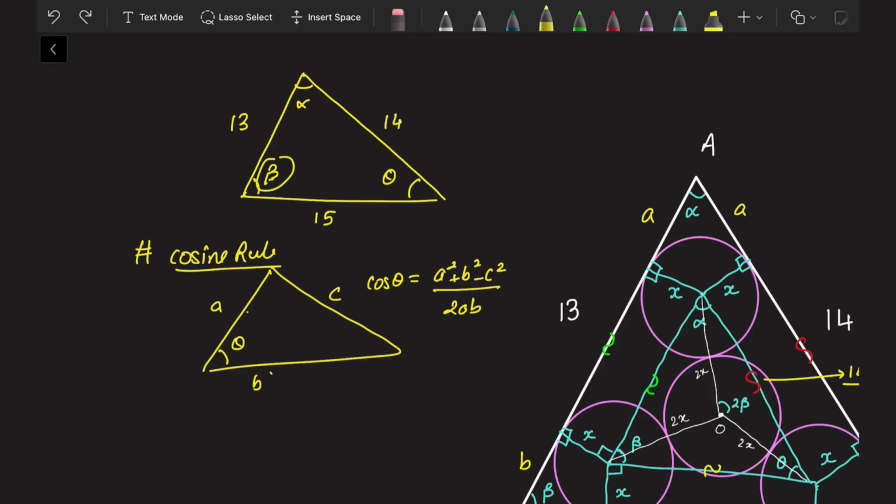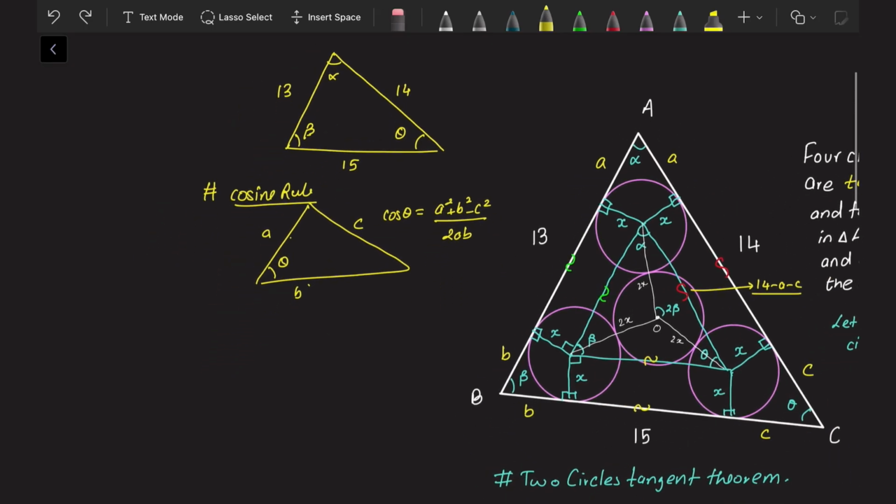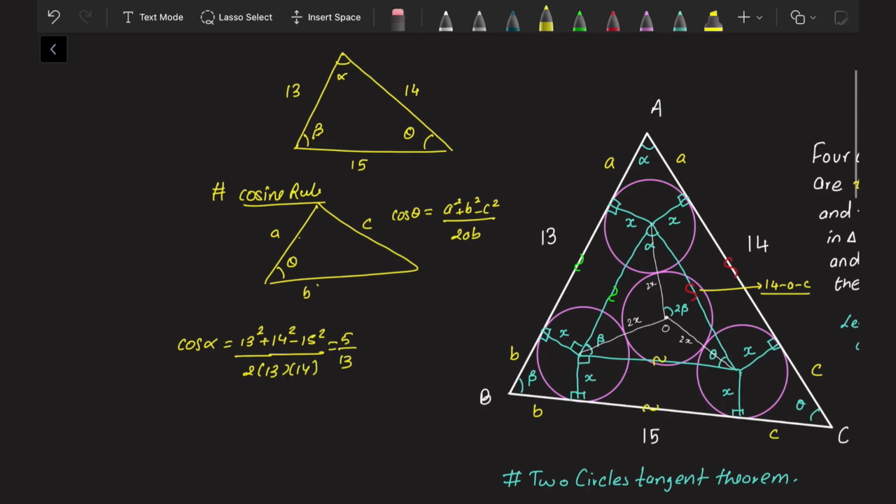So using this cosine rule I can actually get the value of cos beta, cos alpha and cos theta. Let us do that very quickly, and I'm not going to show these steps because that will make the video lengthy. Let me just directly write it down. Starting from cos alpha, the value of cos alpha would turn out to be 13 square plus 14 square minus 15 square divided by 2 times 13 times 14, and this value would turn out to be 5 by 13. Now the value of cos beta would turn out to be 33 upon 65 in a similar pattern, and finally the value of cos theta will turn out to be 3 upon 5.